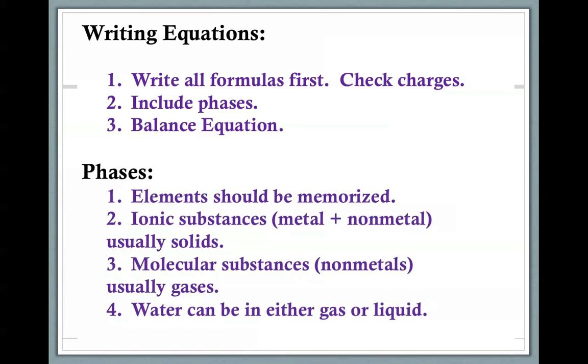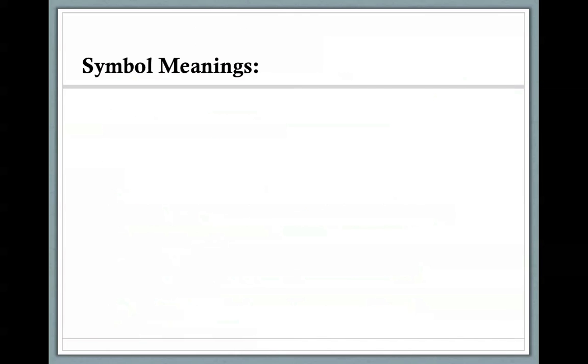For the phases, all the elements on their own should be memorized, so you should already know from our periodic table unit our two liquids and our gases at STP and the rest being solid. For synthesis and decomposition reactions, most of our ionic substances are going to be solids and most of our molecular substances are going to be gases. And then water can either be a gas or a liquid depending on the reaction.